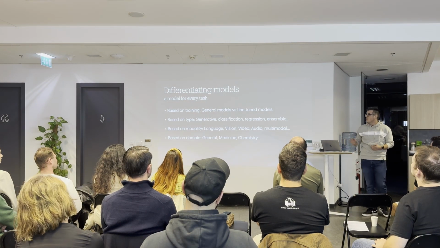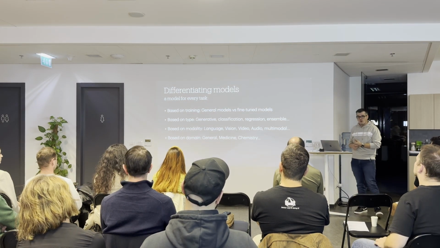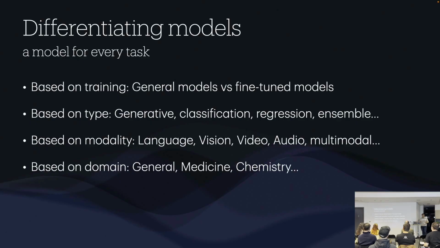So yeah, differentiating models. It's very important to know how models can be different from each other. Everybody is just saying AI models, but there are very real differences between them, how they're built, how they're tested, and so on. One differentiation factor is the type of training. There are multiple ways of training, like supervised, unsupervised, a combination of that. To not go into too much detail, one general approach is general models or fine-tuned models.